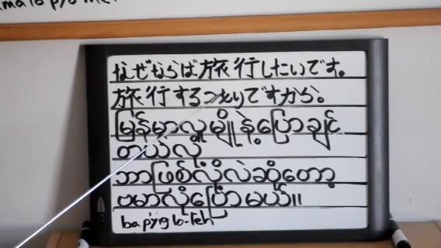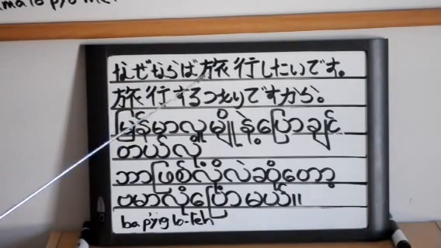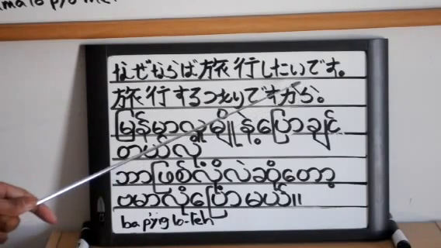旅行するつもりですから。So, because I intend to travel, or because I plan to travel. So the kara here is because. Okay, kara is because.